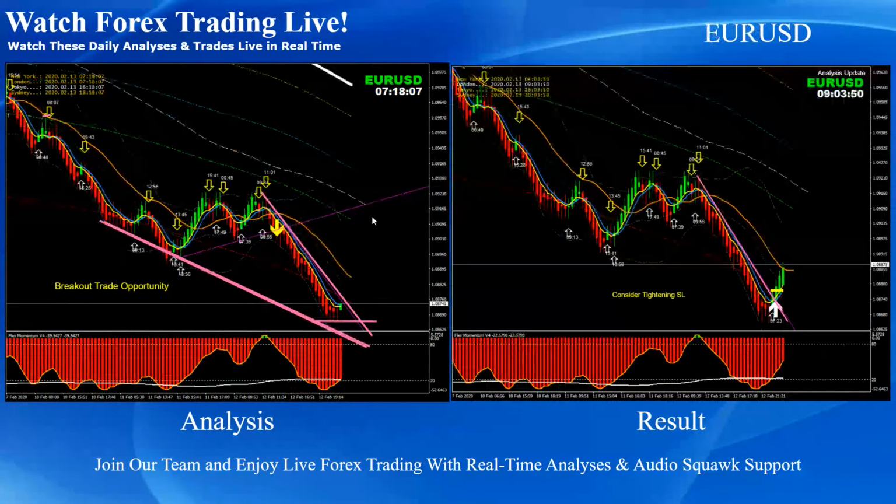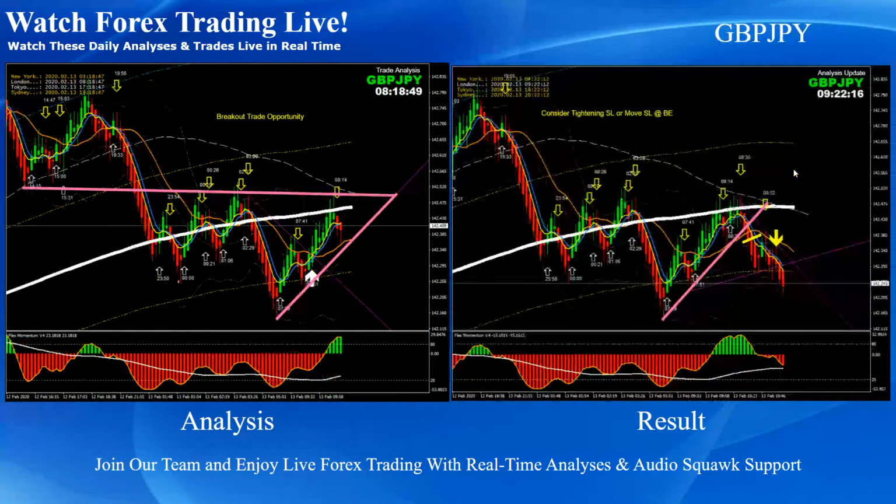And euro USD, as mentioned in the analysis, we were expecting a counter long trade. As you can see, we had a very short counter trade because we closed it. We had seen that price failed to break this orange EMA, and we just got out at break even. But as a part of the analysis, this was one of the analyses we were looking at, a counter long trade on euro USD.